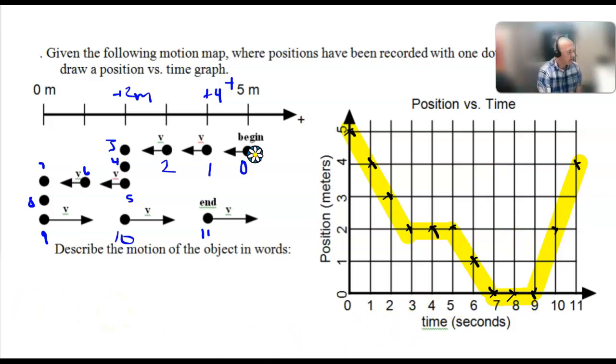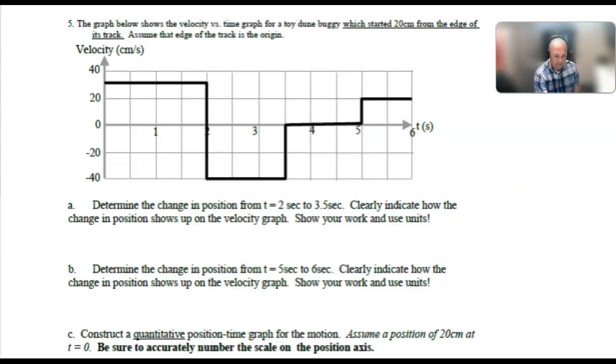All right. So I'm going to do one more, and then we will stop. So this is a velocity versus time graph, and then we will kind of practice some of these position versus time and velocity versus time again. So actually, I'm going to skip this one.